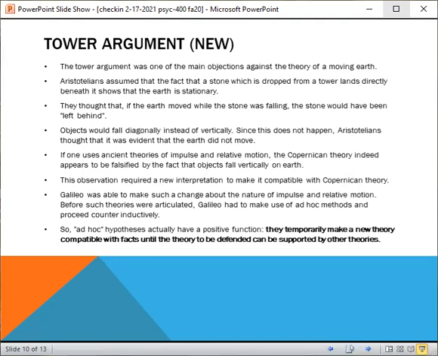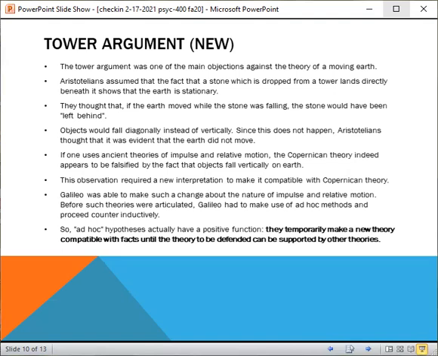So the thought was that if the earth moved while the stone was falling, the stone would have been left behind. So it should not fall at the base of the tower. It should fall further behind. So objects would fall diagonally instead of vertically. Since this does not happen, those supporters of the Aristotle view thought that it was evident that the earth did not move. All right. So you drop the stone. If it falls at the base, obviously the earth stopped moving.